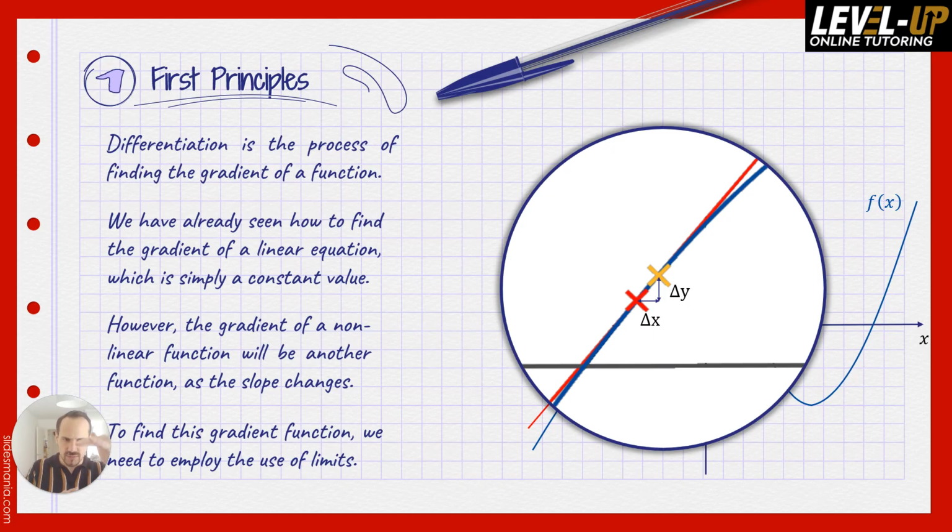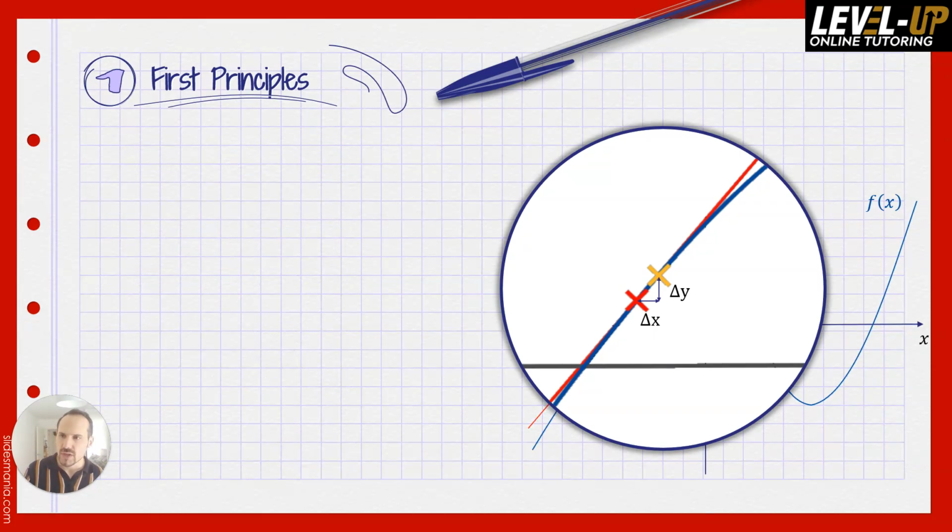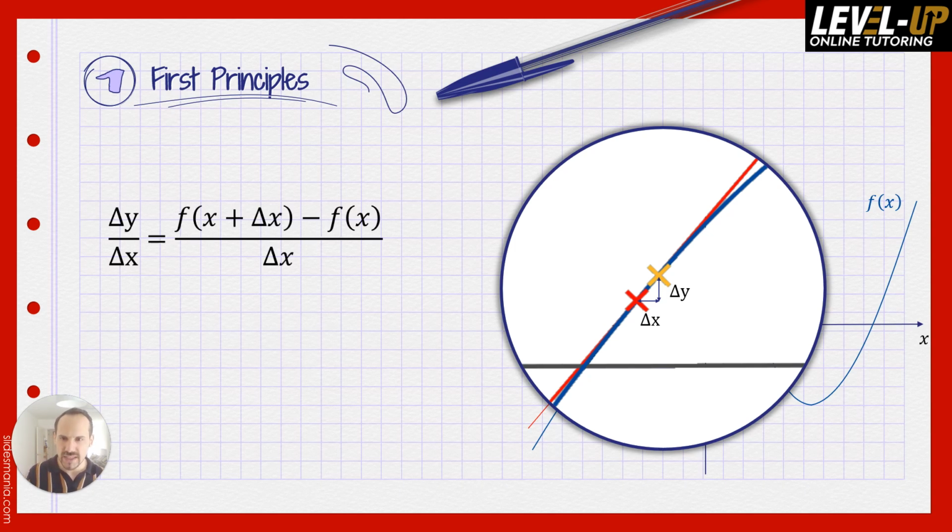It means small difference in x, small difference in y. And by doing that division of delta y over delta x, we can get the gradient of that straight line in the same way you should already be familiar with. So let's put that as an equation. It's going to look something like this. So delta y over delta x.